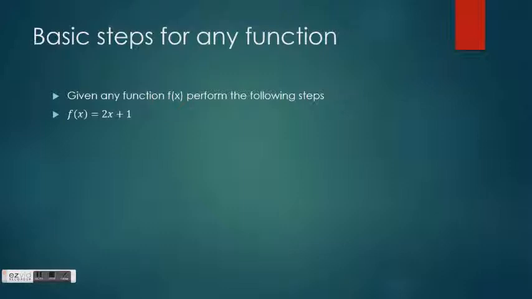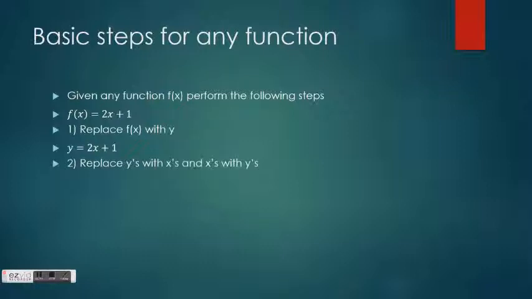So if I give you any function f of x, you want to do the following 4 steps, and it'll always give you the inverse properly, as long as you do the algebra. So given the function f of x equals 2x plus 1, first thing, replace f of x with y. So you get this equation, y equals 2x plus 1. Then replace y's with x and x's with y's. This might sound a little confusing, but basically wherever you see a y, put an x. Wherever you see an x, put a y. So you get x equals 2y plus 1.